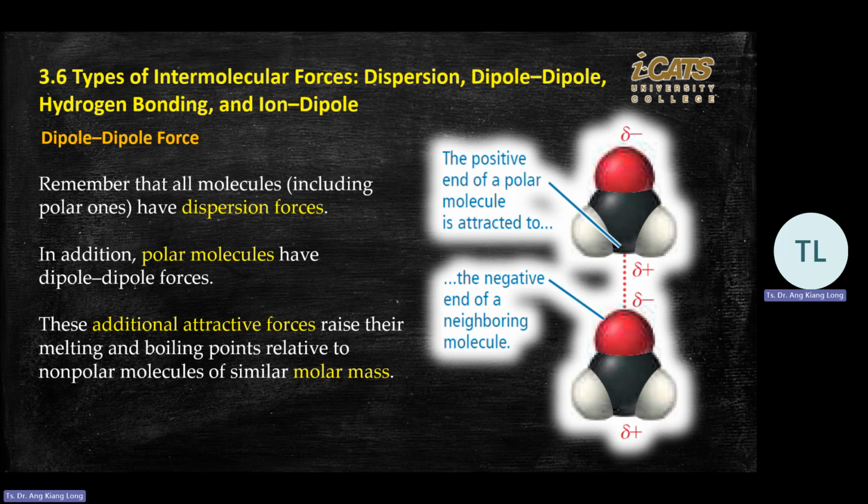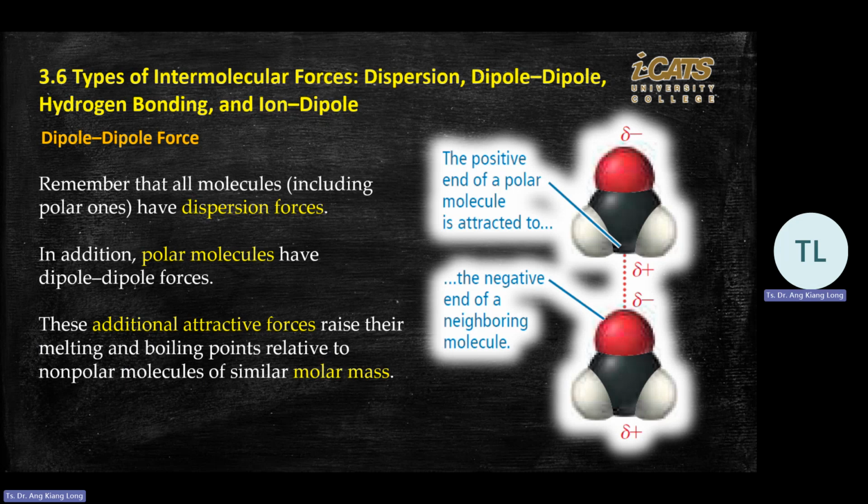This additional attraction force raises their melting point and boiling point relative to a non-polar molecule of a similar molar mass. If we have two elements with the same molar mass, then you look at the intermolecular forces. So you can start to imagine what kind of question will come out. You're given maybe 4 elements of the same molar mass, and then it will ask you to arrange the elements based on their melting temperature.